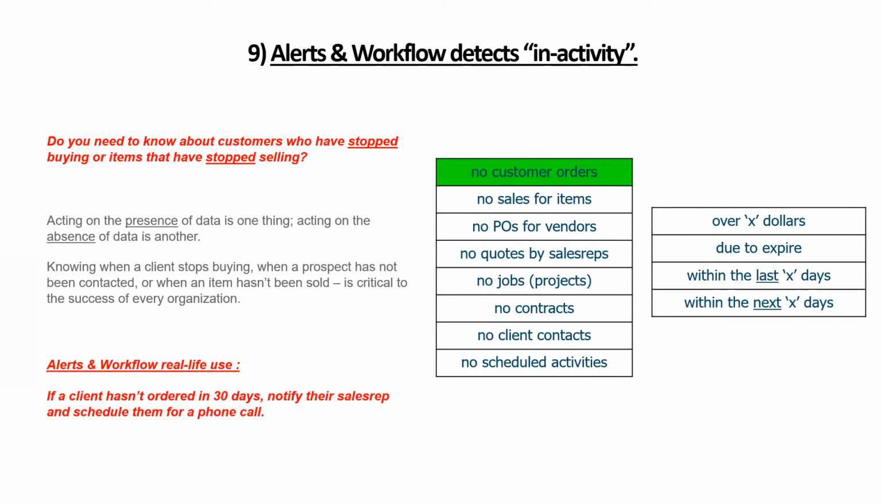And so you can use alerts and workflow to let you know if a client hasn't ordered in 30 days. You can have it notify their sales rep, or you could even trigger something in a CRM system to schedule a phone call.